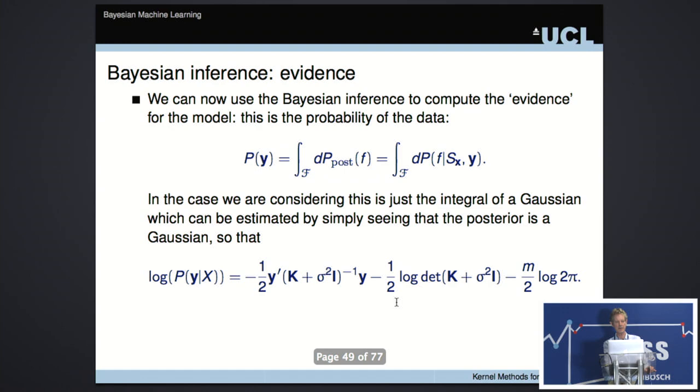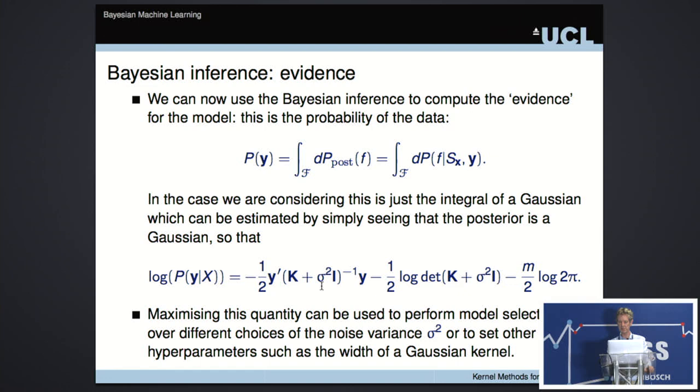And finally, the thing to mention, which Ulrich also mentioned earlier, was the evidence, which is a measure of the marginal likelihood of the data averaged over all of the functions. So it's the normalizing constant. And we can also estimate that here in terms of the variance function and obviously the noise variance as well. And so this can potentially be used to choose hyperparameters by choosing them to maximize the evidence. I'm not saying this is always a very good way of doing it, but it's certainly a very interesting and principled approach. So this could be a way of doing model selection over different choices of, say, sigma squared or other hyperparameters, such as the width of the Gaussian.